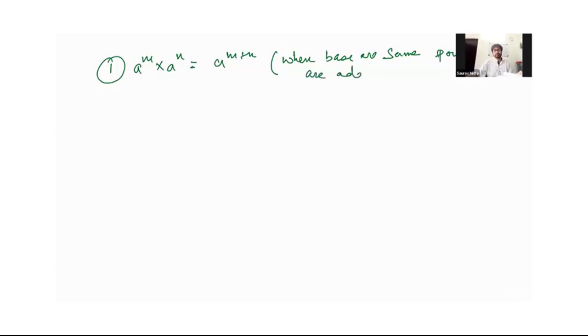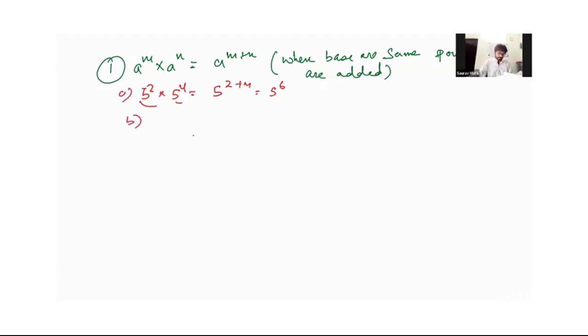Now there are some laws. The first law: if you have the same base and different powers, when bases are same, powers are added. For example, if you have 5 square into 5 to the power 4, since the bases are same, you just add the powers. So it will be 5 to the power 6.